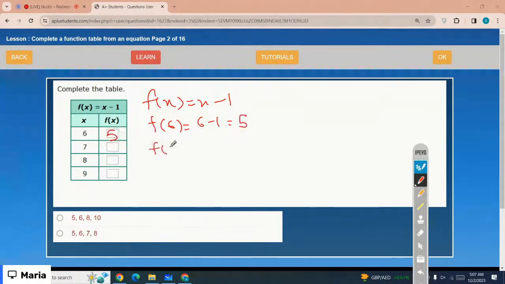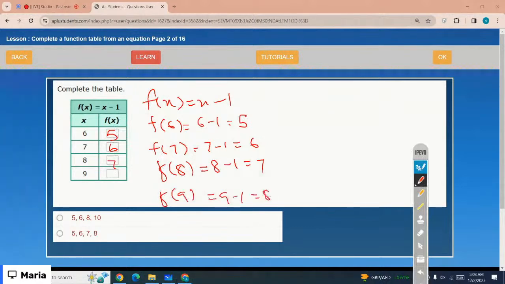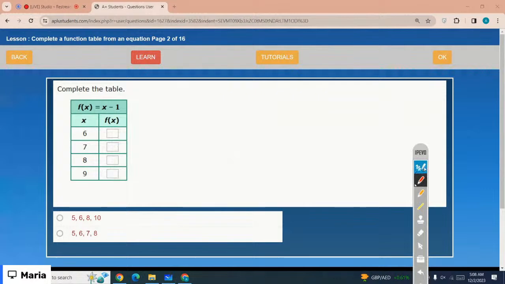Now f of 7, so you have 7 minus 1, that is 6. So here you have 6. Then f of 8, so here you have 8 minus 1, that is 7. Then f of 9, so you have 9 minus 1, that is 8. So the values are 5, 6, 7, and 8. The correct options are 5, 6, 7, and 8. Option number 2 is the correct option, right?